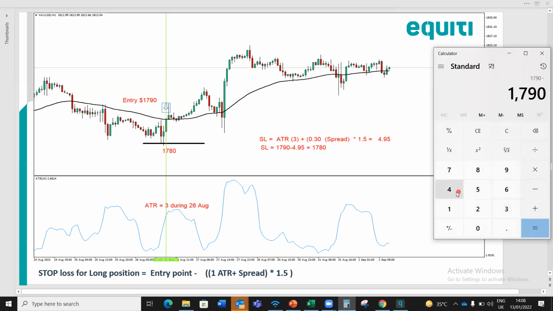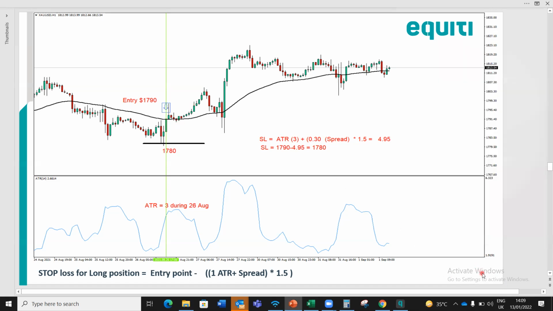1790 minus the 4.95 gives us what? 1785. And so we are going to have our stop loss at 1785, should we want to take a long position here at this price, at this level. Okay, so this is a logical, better way that we can use to identify or determine our stop loss.